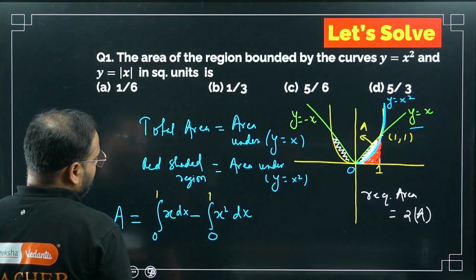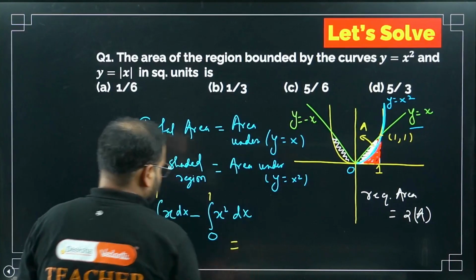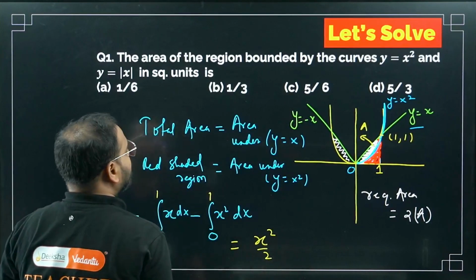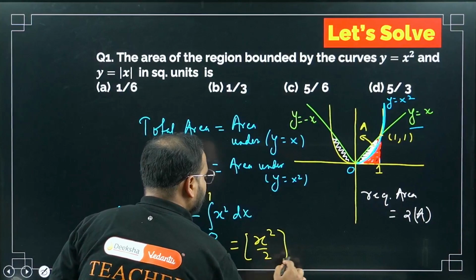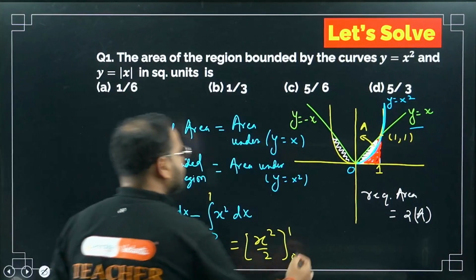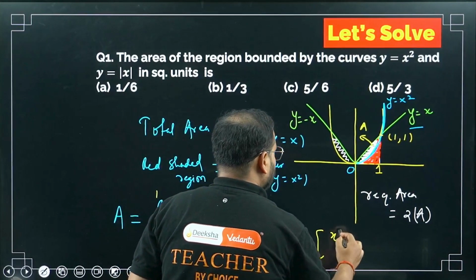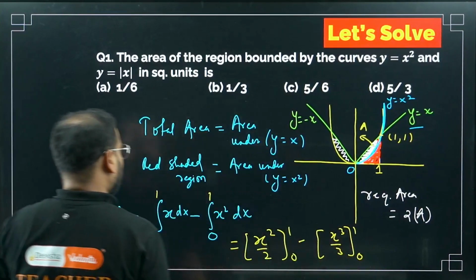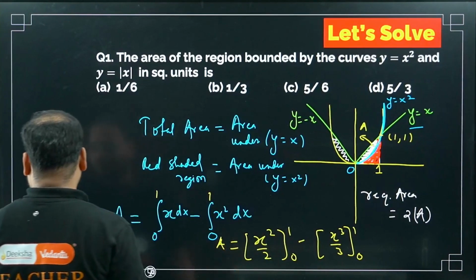Shall I do it over here only? Yes, sir. Why not? This will become what, bacha? x square by 2, from 0 to 1, minus x cube by 3, from 0 to 1 again. Okay, this is my area A. Let me solve it over here.